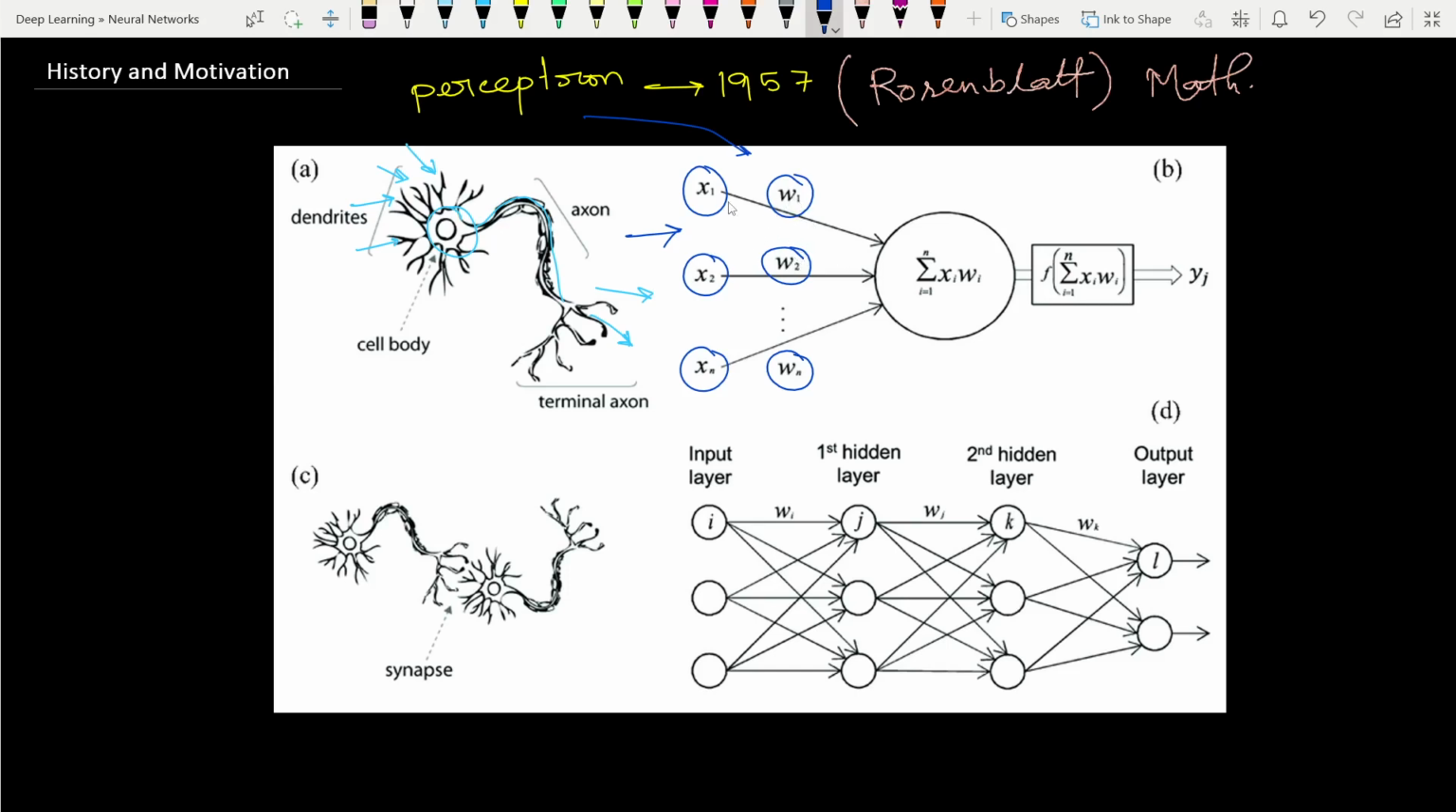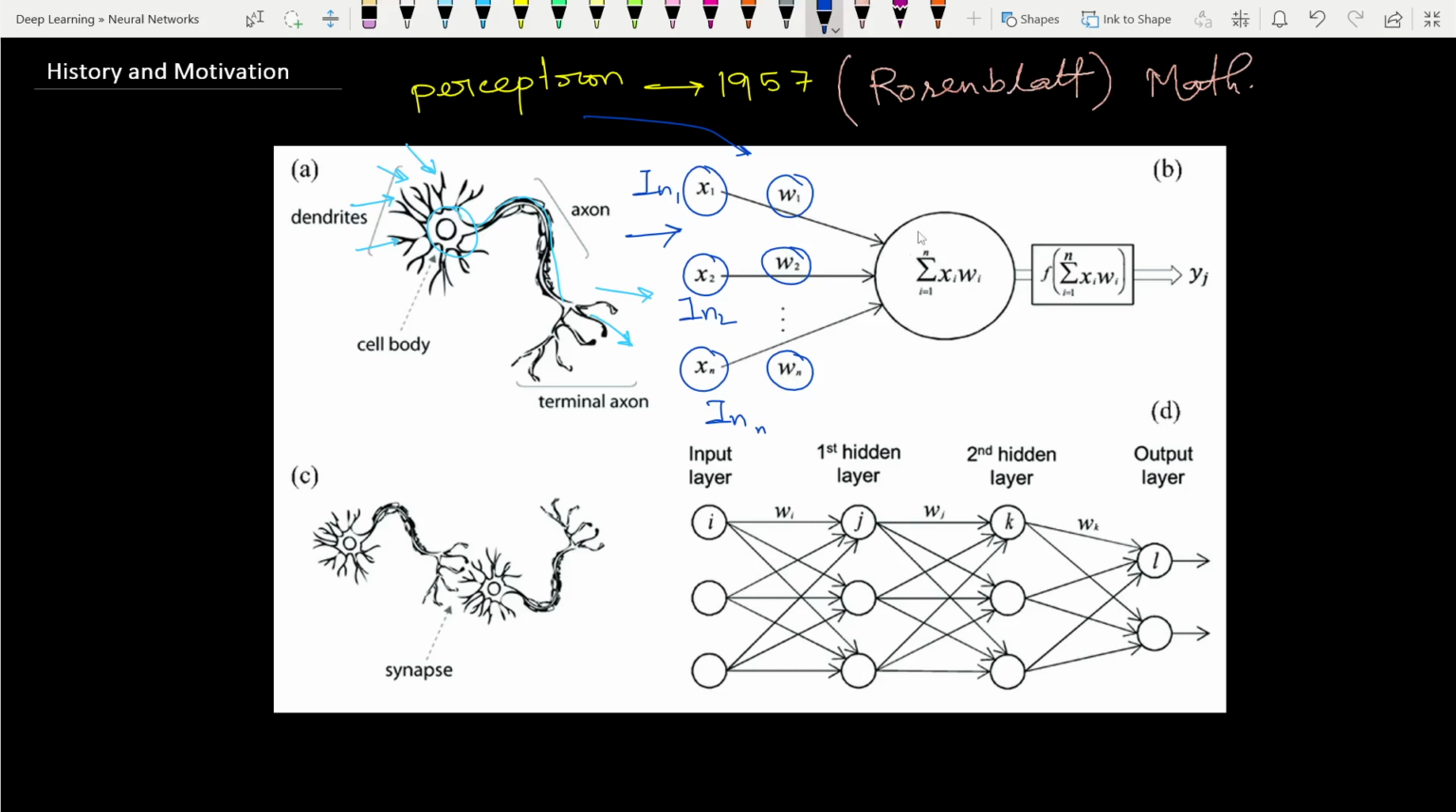As an example, suppose we have input one, this is input two, and this is input n. For input one, let's take w1 as the weight value, w2 as the weight value for input two, and wn as the weight value for input n.